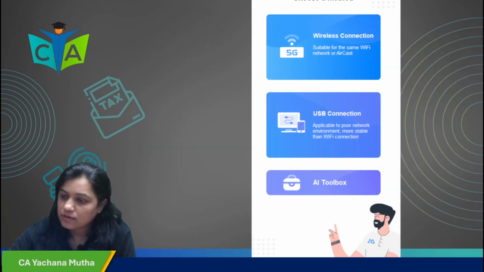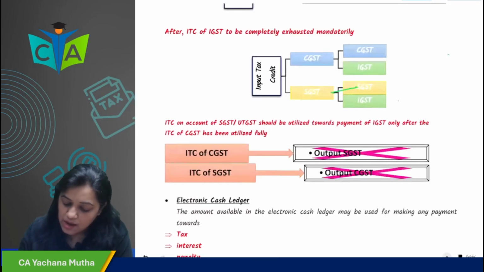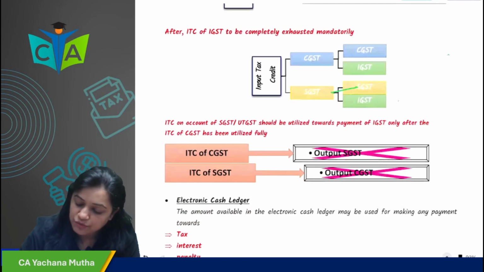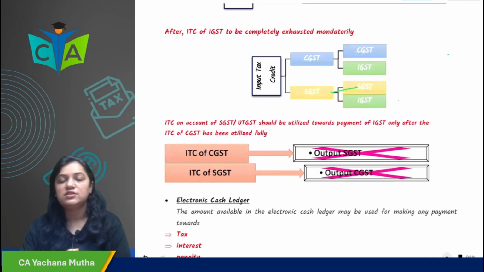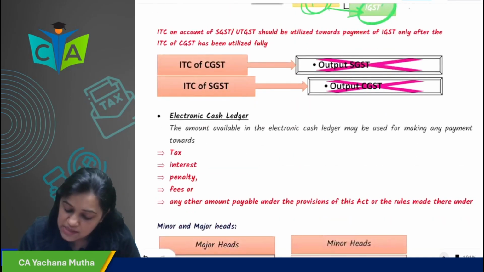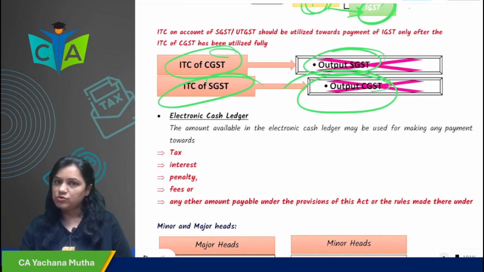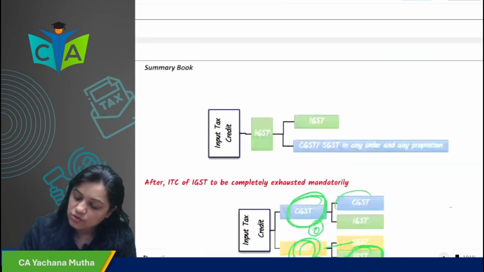ITC on account of SGST, UTGST should be used towards payment of IGST only after ITC of CGST has been fully utilized. When you have totally used CGST, when CGST has become zero, then only SGST will be used for IGST. And C cannot be used for S and S cannot be used for C. This is the basic rule. So this is very important. This is the manner of utilization.